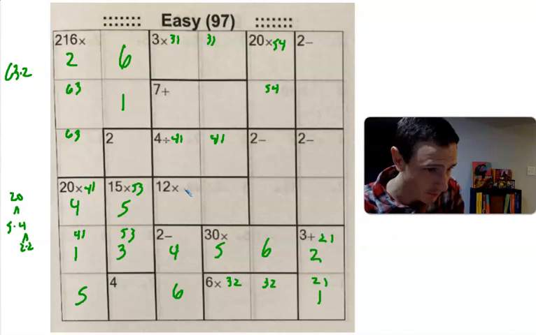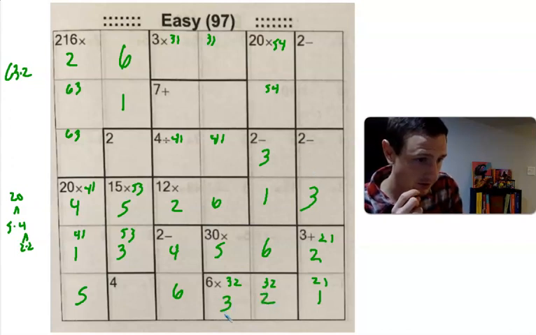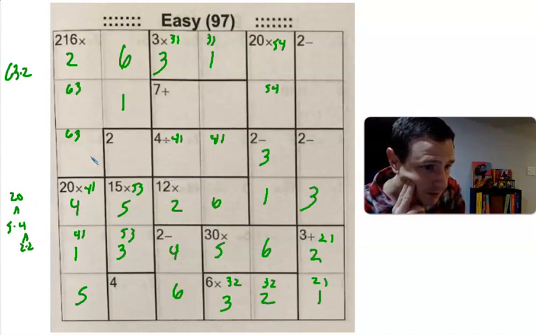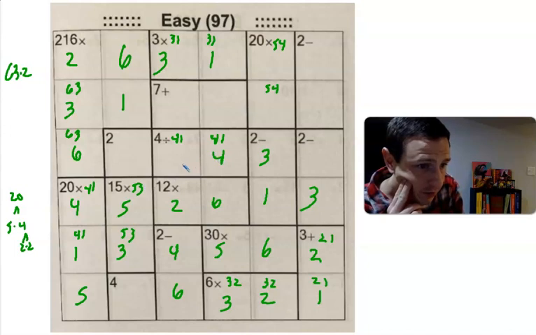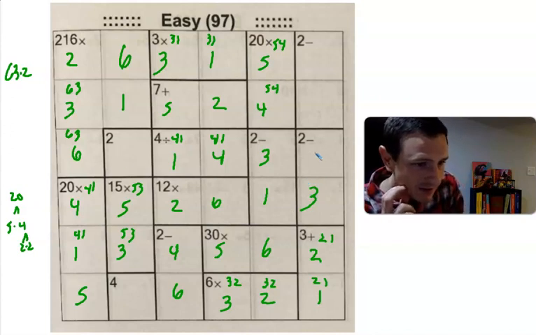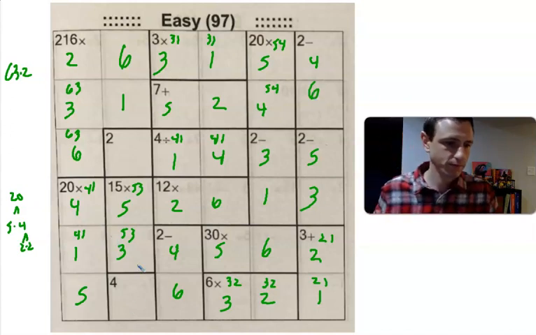So this has to be 6 and 2. This can't be 4 and 3. 6, 2, 6, 5, 4, 3 and 1, 1, 3. 3 minus 1 is 2. Two, three, one, three. Ah, time's almost up. Six, three, four, one, six, five, two, four. Oh, that's all right. I'm super close to finishing this one. Five, and then six, five. 4 and 6. There it is.